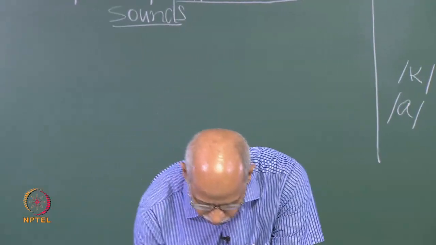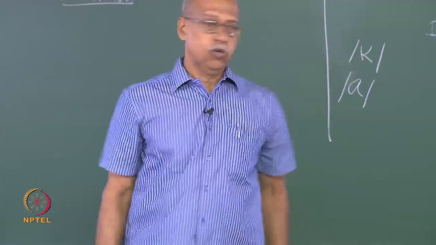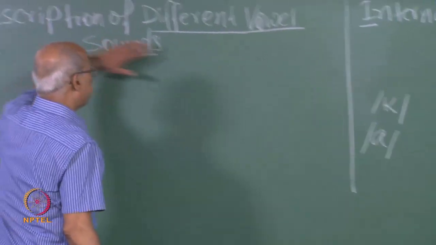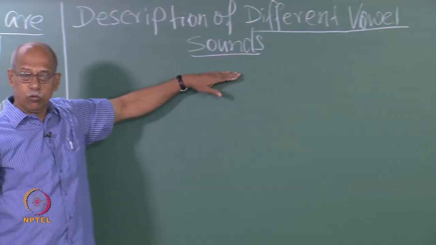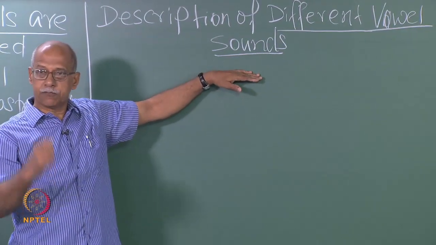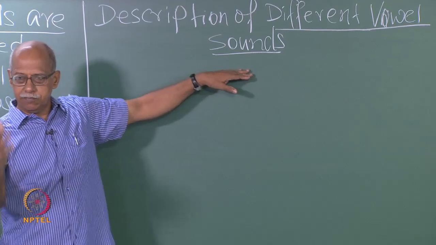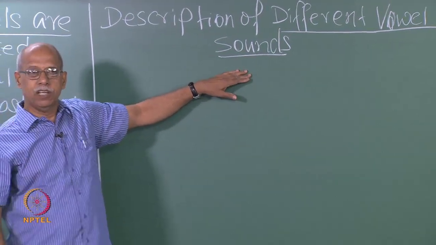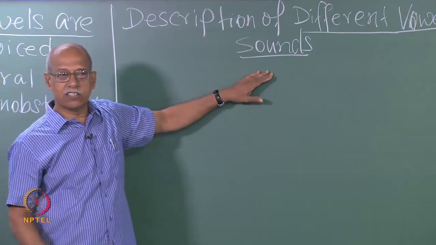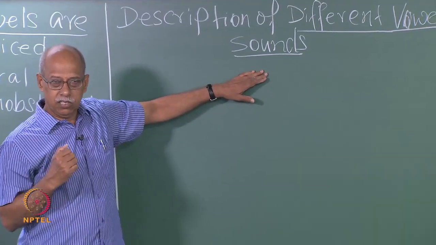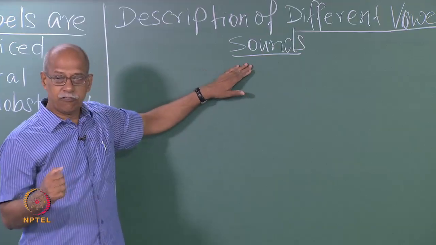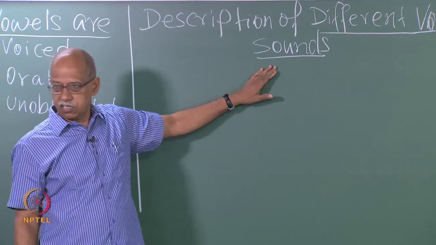Right, let's come back to the description of sounds. So, we describe different vowel sounds with the help of symbols from the IPA system. What is the IPA system? Give me the full name. International Phonetic Alphabet System. Who has designed this system? The International Association of Phoneticians, or International Phonetic Association, correct?